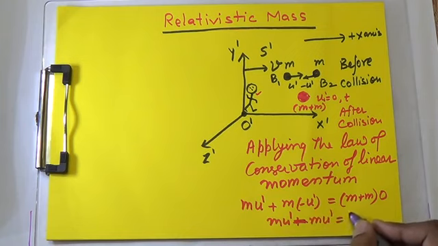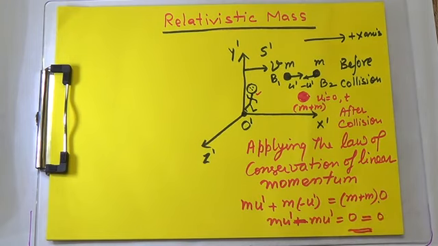m u prime minus m u prime is equal to 0, and this is also 0 because speed is 0 here. So we can show here conservation of momentum.